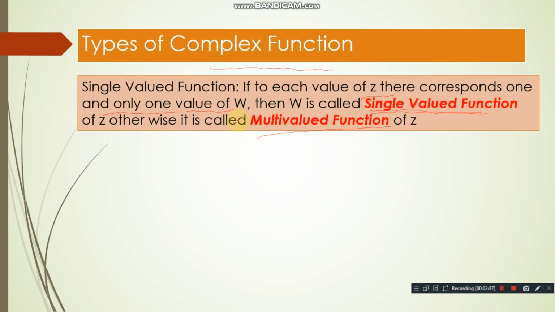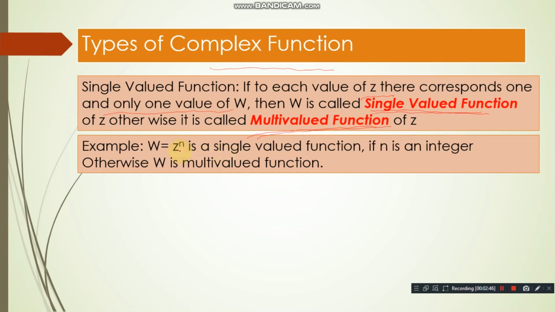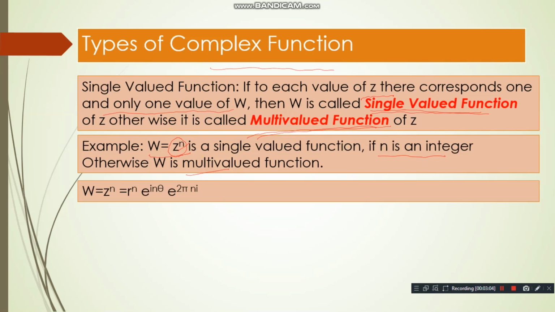If suppose for one input value, if it is giving more than one, that we can call it as a multi-valued function of z. For example, let us say w is equal to z power n. It is a single valued function if n is an integer. If n is not an integer, then the same function we can call it as multi-valued function. See how we can classify.